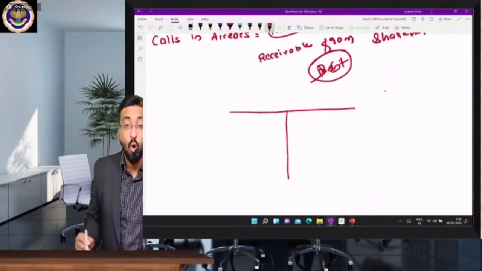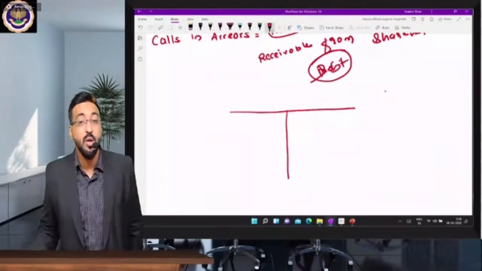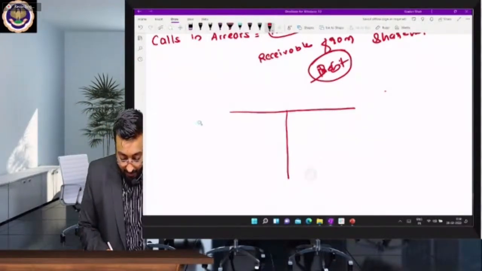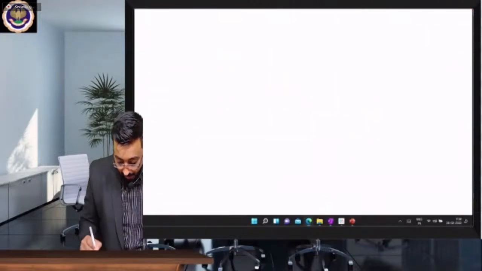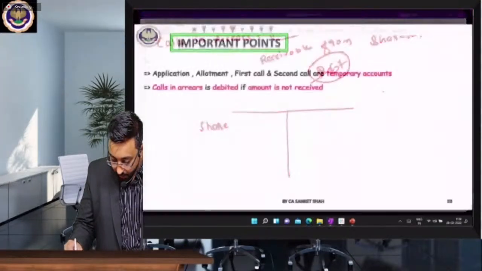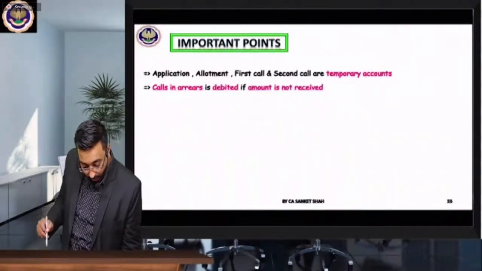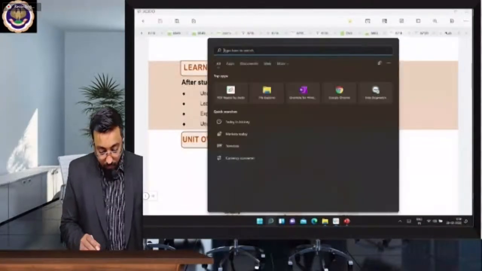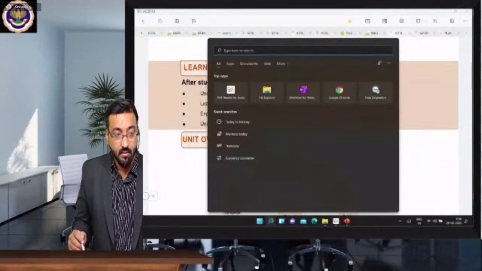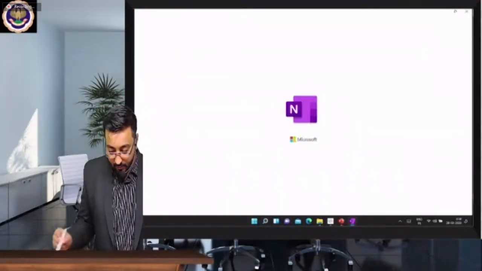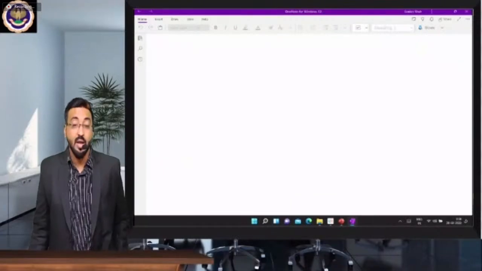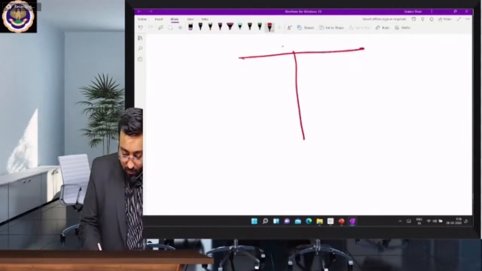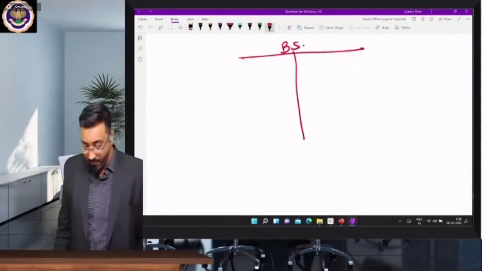But though calls in arrears has a debit balance, we are showing it on the liability side. Where we are showing it? On the liability side, and therefore how is it recorded, beta? Yes, anyone who knows how to record? Where to record calls in arrears? On the liability side, under which head? Share capital. Addition or deduction? Very good, very good.